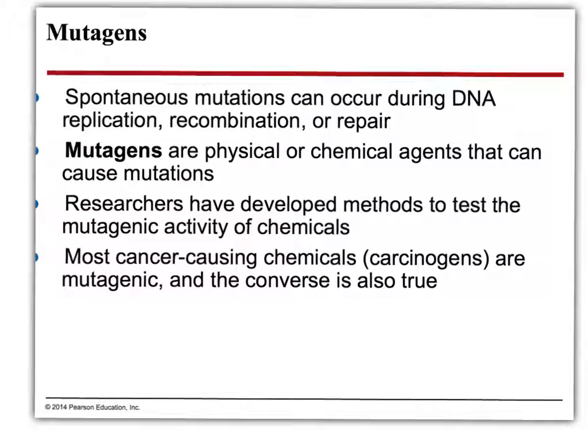Eventually those mutations can cause changes in mRNA and the codons, and eventually in protein. There are different ways that we've developed tests to detect this. Practically all cancer-causing chemicals, carcinogens, are mutagenic, in that they cause mutations. A lot of times, that causes a change in a gene related to cell growth, and that leads to cancer.